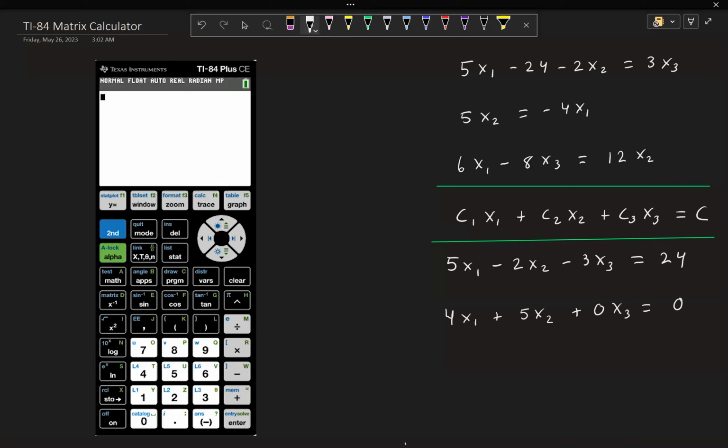Now the final equation is just 6x1 minus 12x2 minus 8x3 equals 0. All right, and that finishes rewriting our equations.